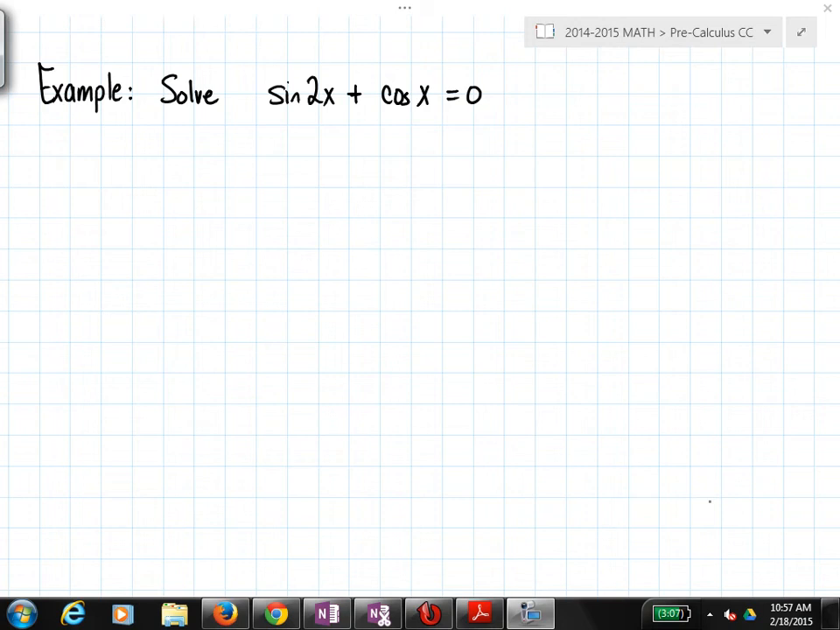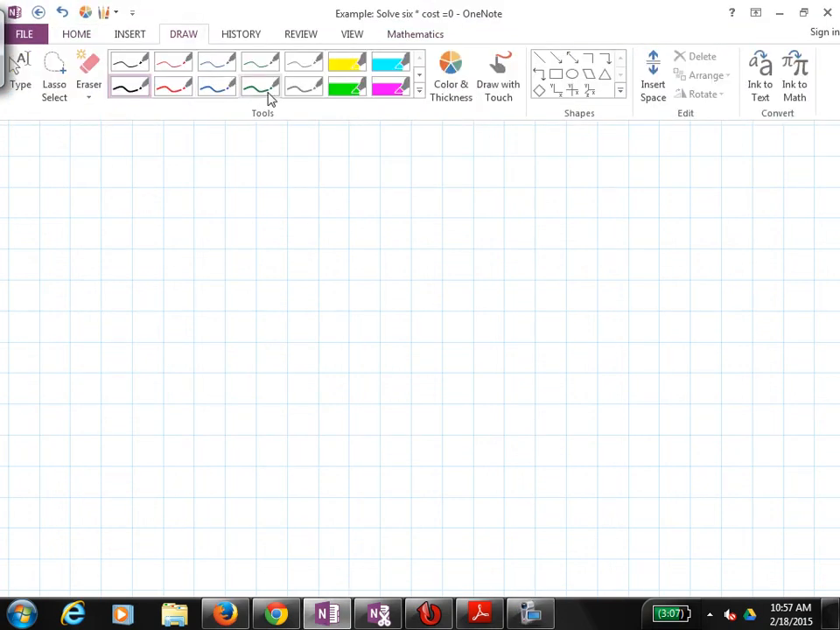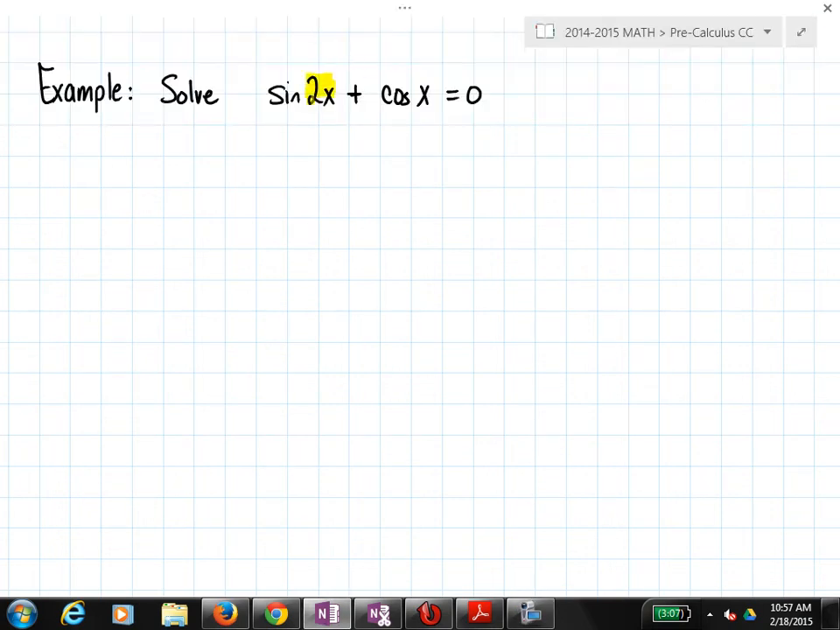With this example, they want us to solve this, and like I had mentioned, this 2x is kind of what throws things off a little bit. It's got two trig expressions, so I cannot isolate it. So what I'm going to have to do is use the formulas and tell me what is sine of 2x.